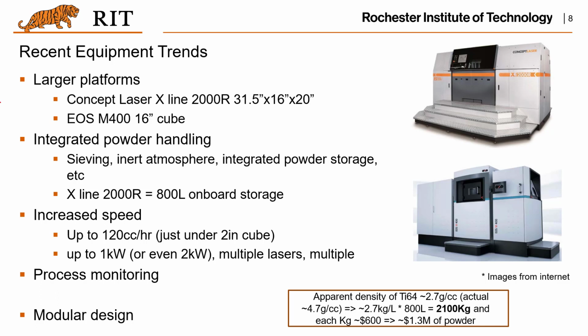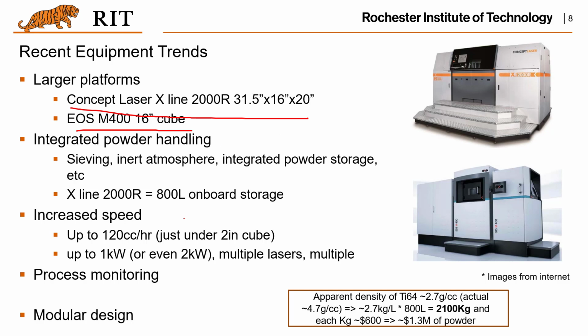So some trends for the equipment. First thing is the size of the machine becomes larger and larger. As you can see, those ones are really big, right? So it could produce big parts. Also, because the building space is so big, one laser beam is not good enough, so they tend to use multiple lasers.